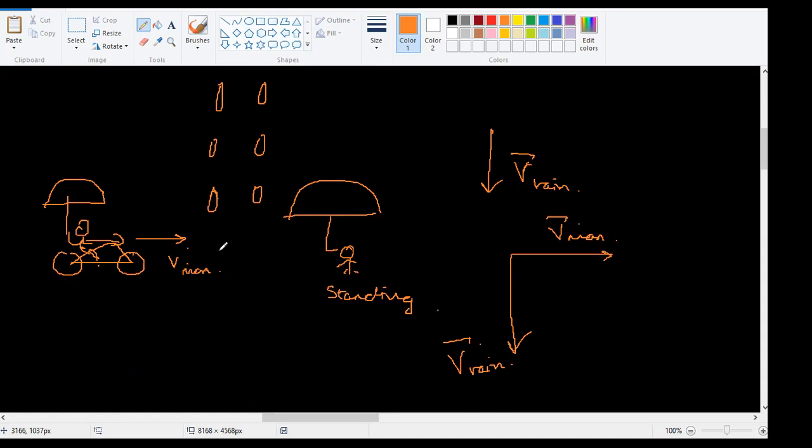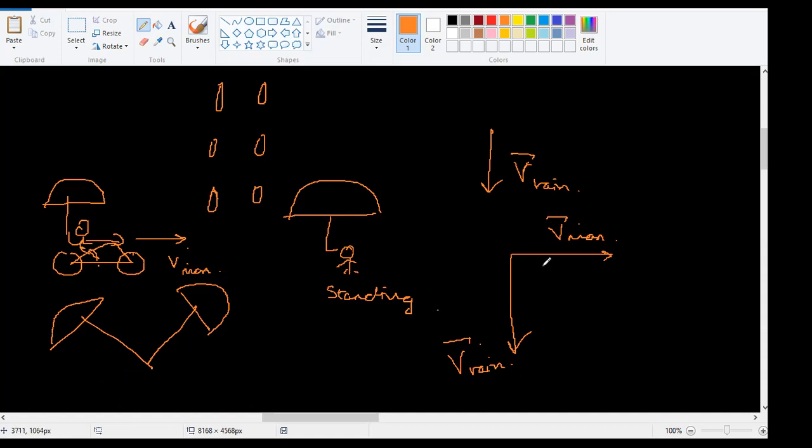Now tell me, I think it was Siddharth. You said if you tilt the umbrella, you will not get wet. So will you be tilting the umbrella this way, or will you be tilting the umbrella this way? Forward, sir. Forward. Okay.